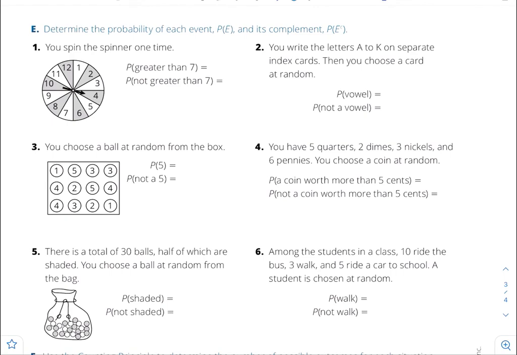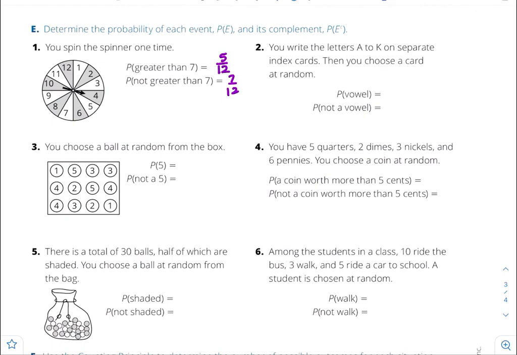Okay, so for number 1, you spin the spinner 1 time. It's greater than 7. So I count, there's 8, 9, 10, 11, 12. So there's 5 out of 12 chance that you could get greater than 7. Not greater than 7, that's going to be a 7 out of 12 chance, because 1, 2, 3, 4, 5, 6, 7, those are all numbers that are not greater than 7.